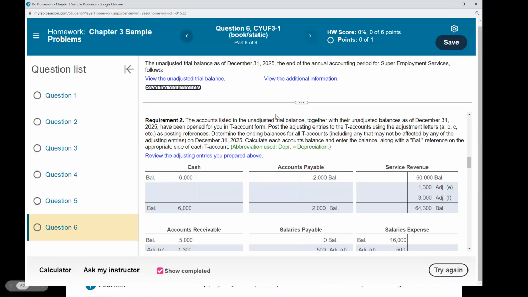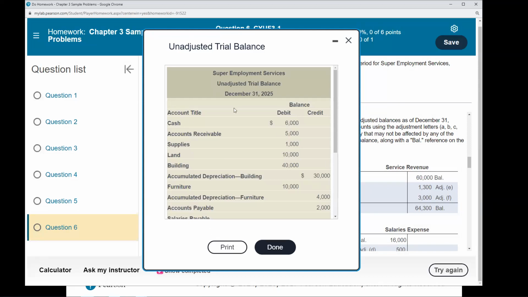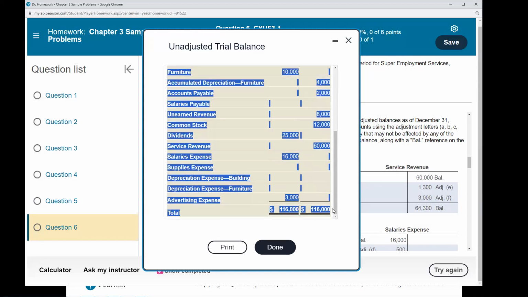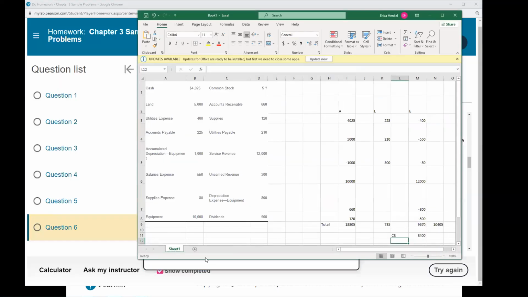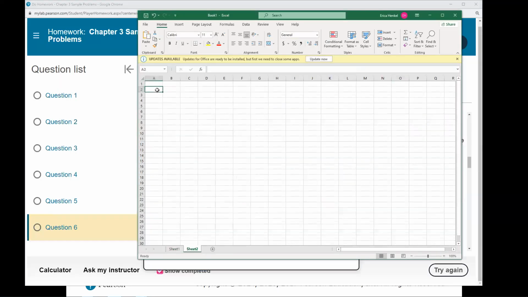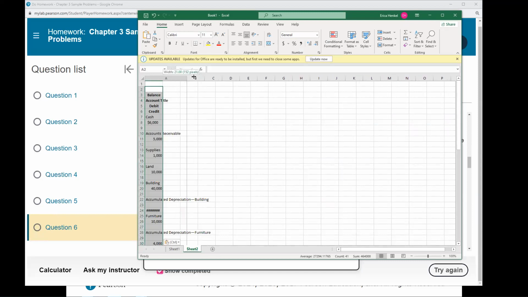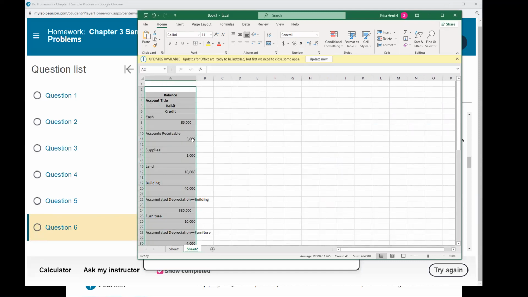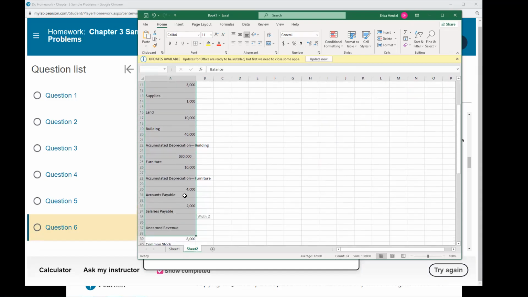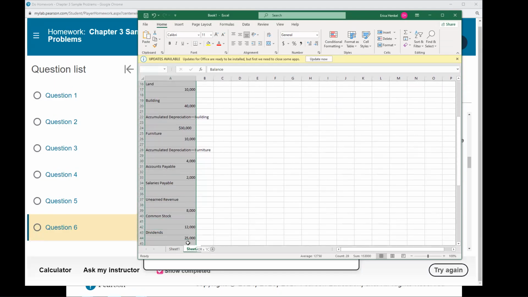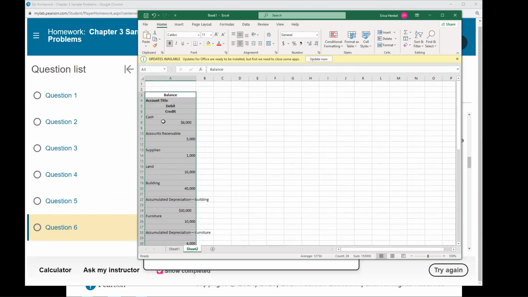So let me just really quick copy this and put it into a spreadsheet so that I can walk you through this. Oh, and it's not putting them into columns. That's annoying. All right, I'll just delete these.